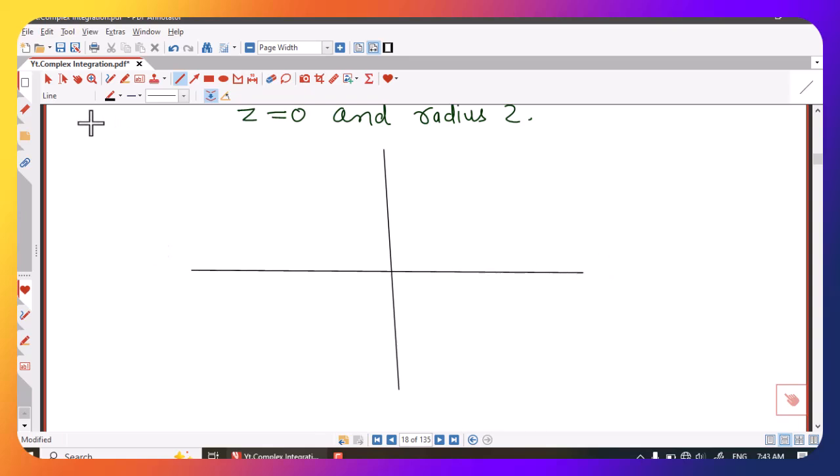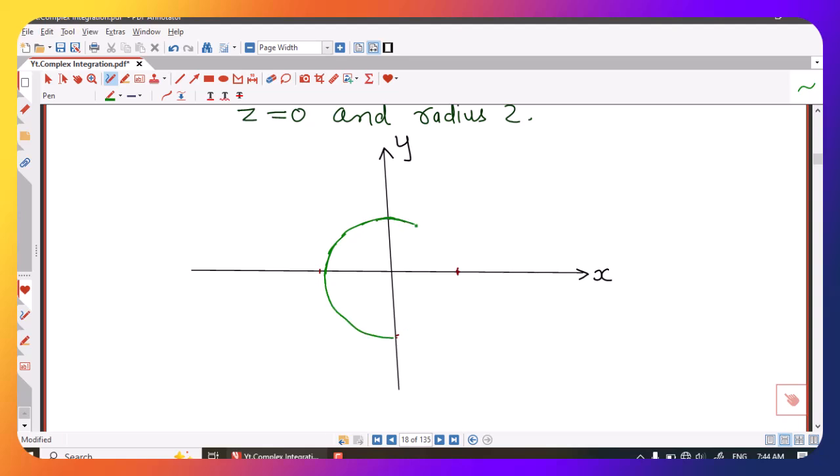Suppose these are the real and imaginary axis. This is the imaginary axis or y-axis, this is the real axis, and our circle has center origin and radius 2. Suppose this much distance is 2 on the y-axis, similarly this much distance is 2 on the x-axis. We can roughly sketch the circle. So here we have a circle with center origin and radius 2. This is just for understanding.